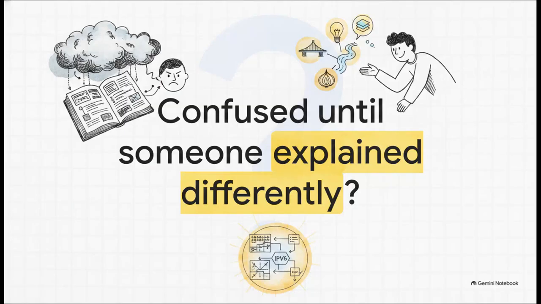Now, tell me if this sounds familiar. Have you ever just stared at a dense technical manual feeling completely lost until a colleague leaned over and explained the exact same concept using just a slightly different analogy? And boom, suddenly it makes perfect sense. Well, that aha moment isn't an accident. It actually happens all the time for adult learners who are grappling with really new, intimidating information.